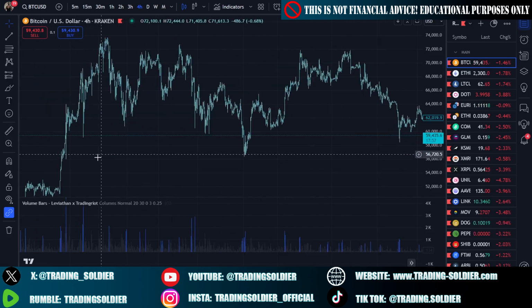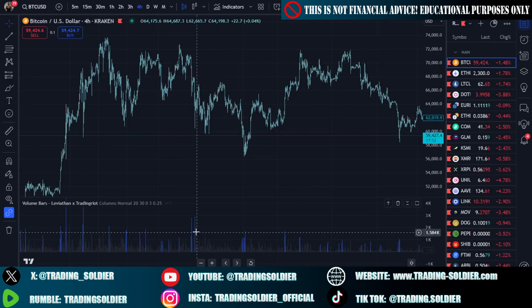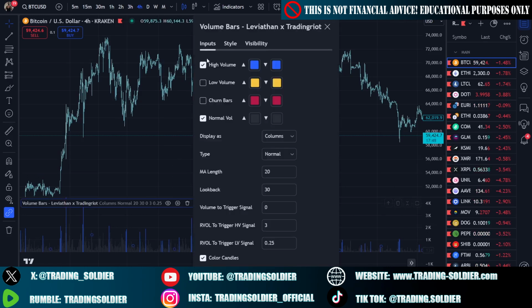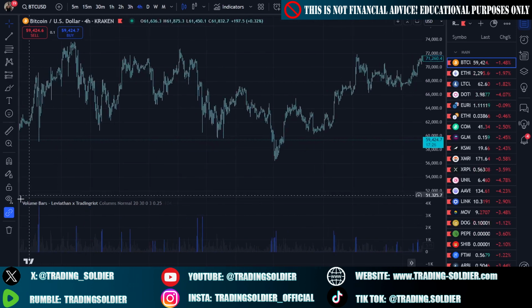So why look at other things if the signal that is purer or more effective is the high volume signal? In my personal preference, I will deactivate the low volume and churn bars, and I will leave just the high volume. But as I said before, you can use just the original relative volume indicator that I showed you before on the volume suite of Leviathan, and you don't need to use the volume bars indicator if you want to use the indicator this way.